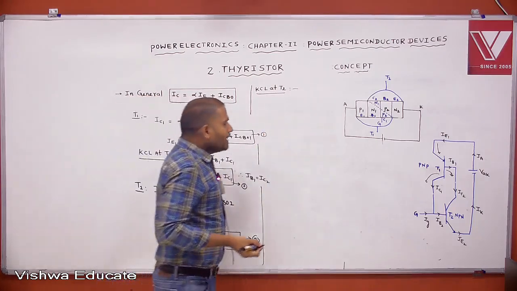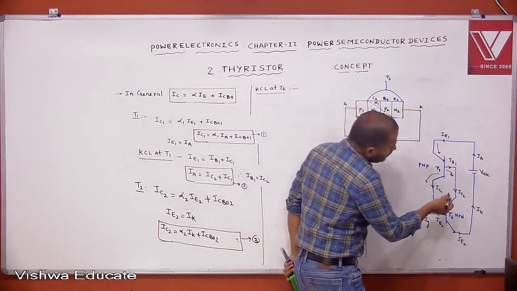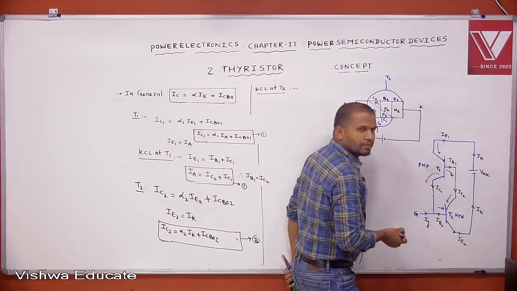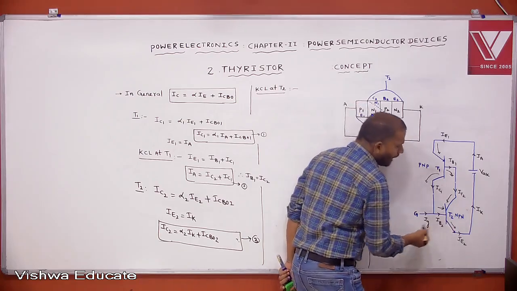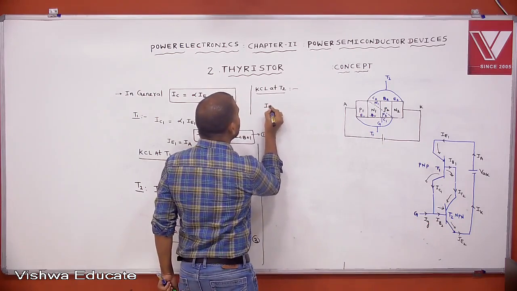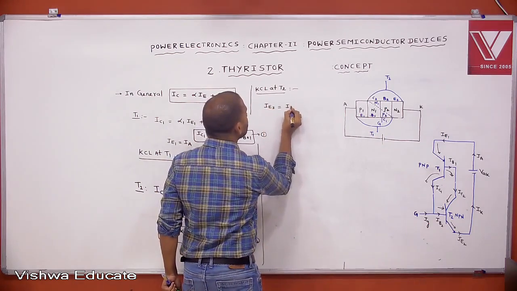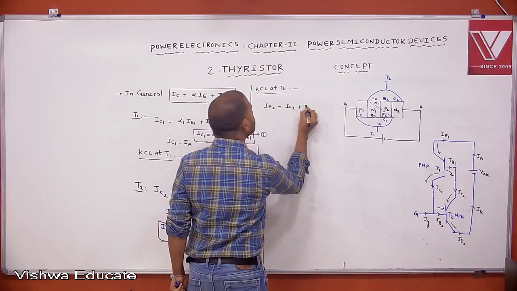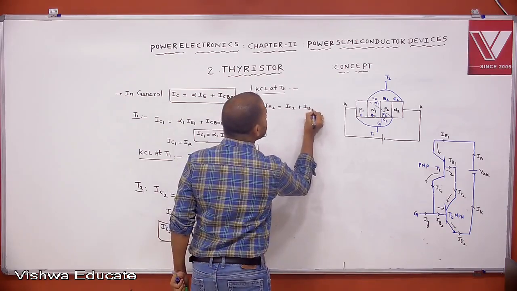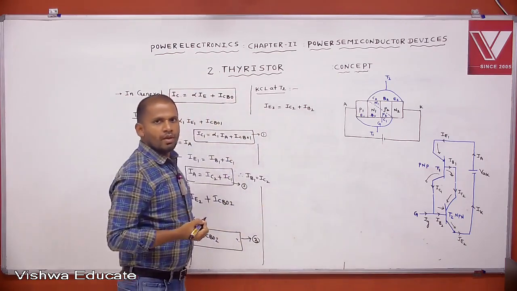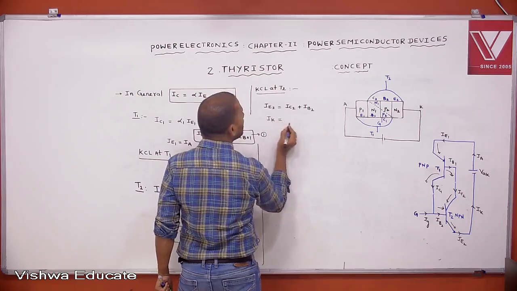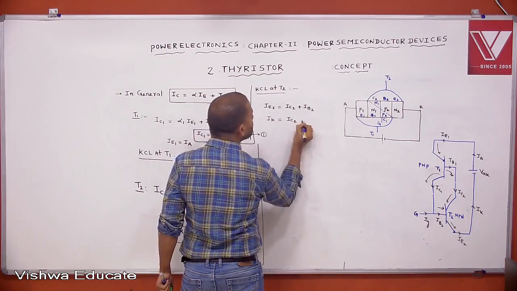Tell me, what is the KCL for the T2 transistor? Which is the entering current? IC2 and IB2. Which is the leaving current? IE2. Shall we write like this? IE2 equals IC2 plus IB2. But what is IE2? IK. So IK equals IC2 plus IB2.